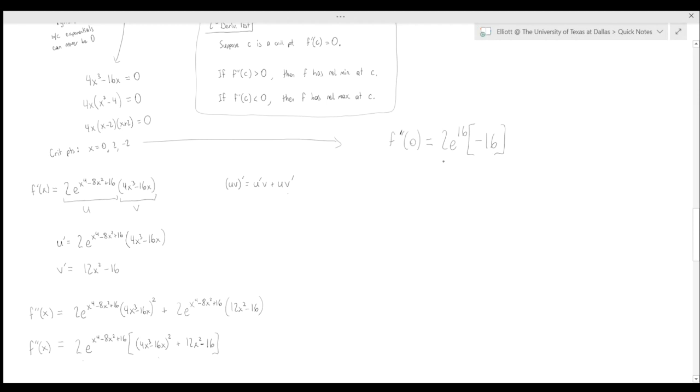All right. Okay, so exponential is always positive. So we've got positive times a negative. So that means ultimately the answer will be negative, okay? All right, so because we got a negative from the second derivative, that tells us that our function will have a relative maximum at the critical point at x equals 0.